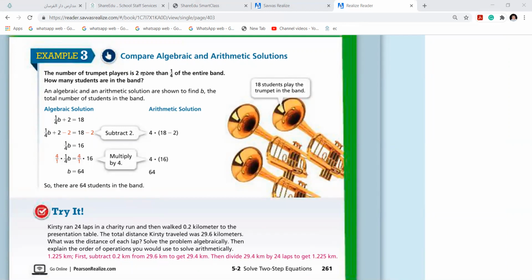The number of trumpet players is 2 more than, if I say 2 more than, what should I write here? Plus or minus? Plus. As 1/4 of the entire band. I don't know the students in the band, but in total they are 18 students. Okay, 2 more than 1/4 of the entire band. So I have this. Now, girls, you all know I have taught you. This is nothing but plus 2, right? It goes there and becomes, what does it become?